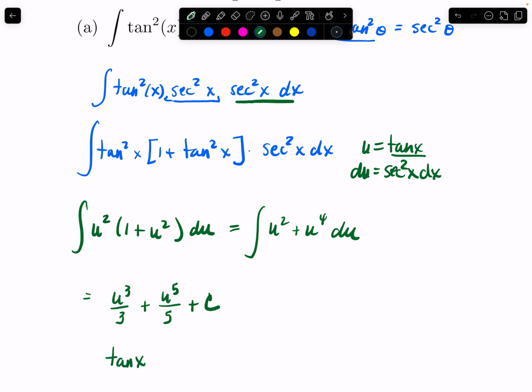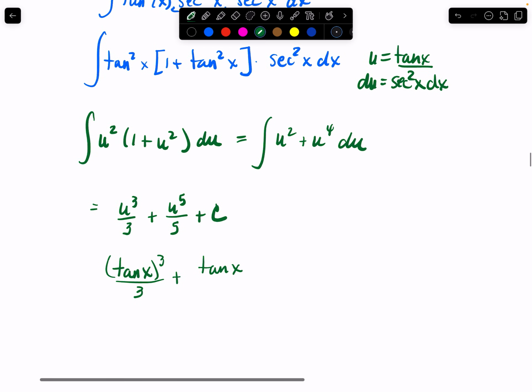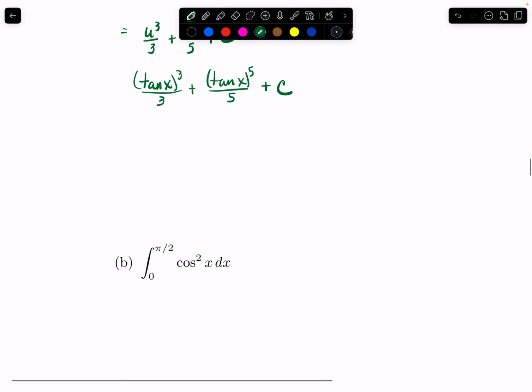So tangent of x cubed over 3 plus tangent of x to the 5th over 5 plus c. It's not so bad. Let's look at a cosine.